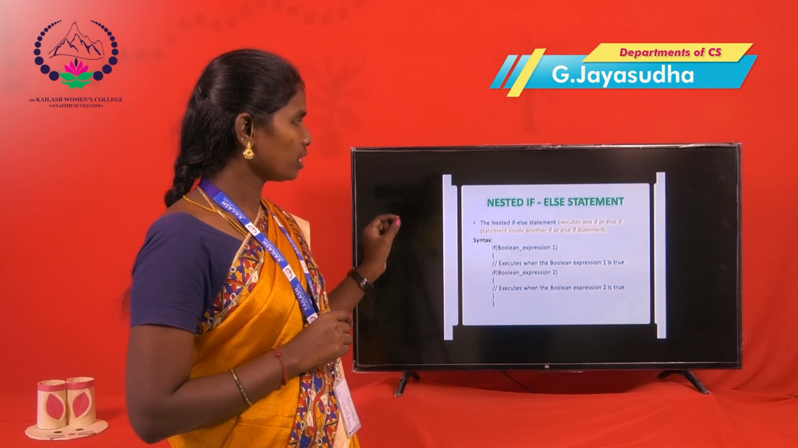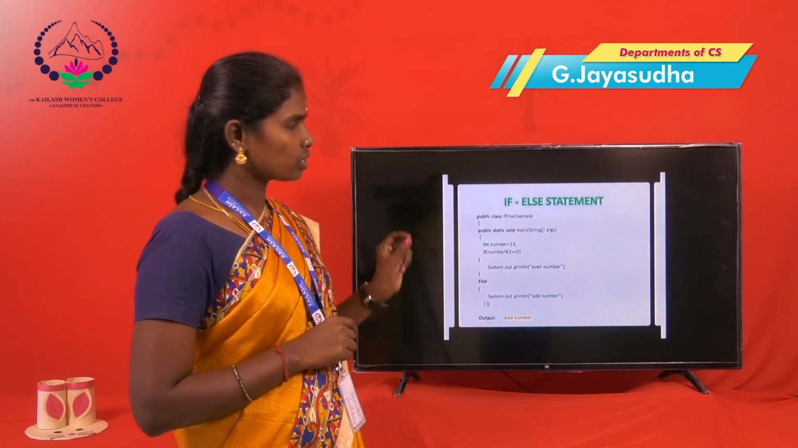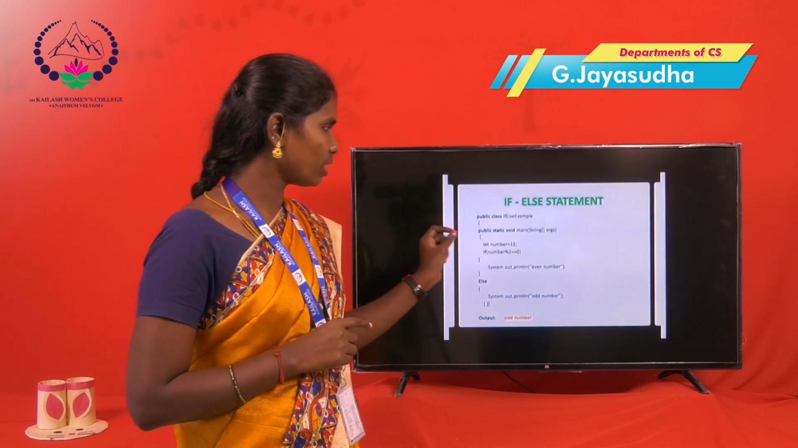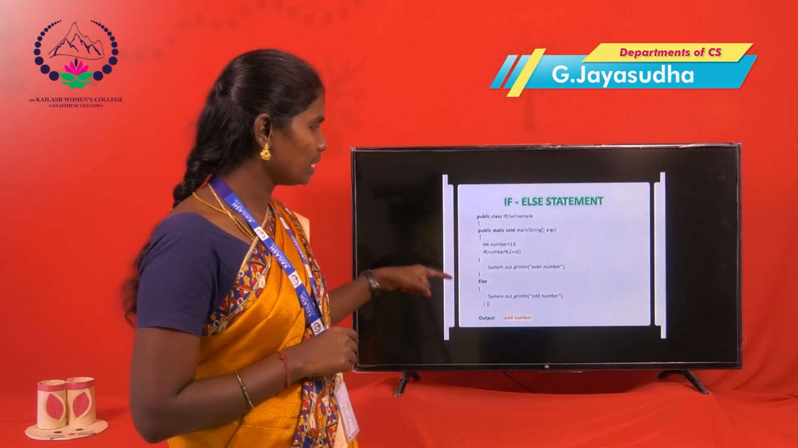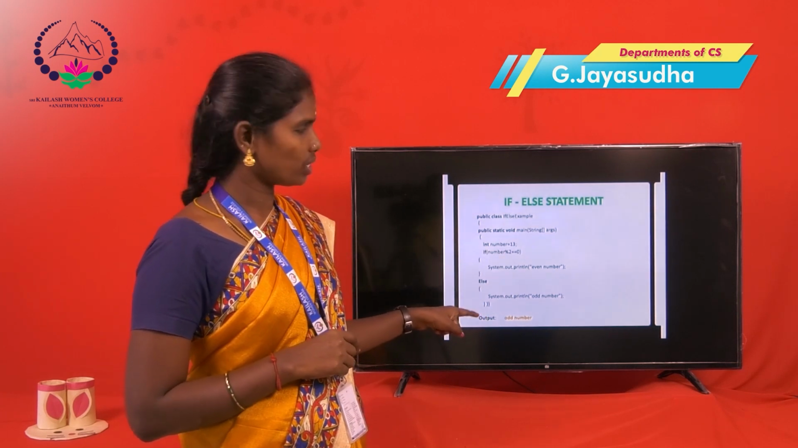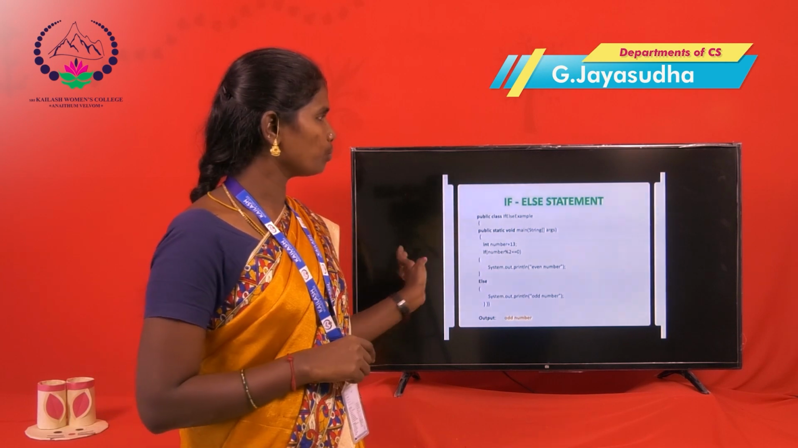Now I have to check whether 13 modulus 2 equals 0. So 13 modulus 2 is 1, and 1 is not equal to 0. Now the condition is false. So when the condition is false, the else part will be executed. That is, 13 is an odd number. That will be displayed on your output screen.